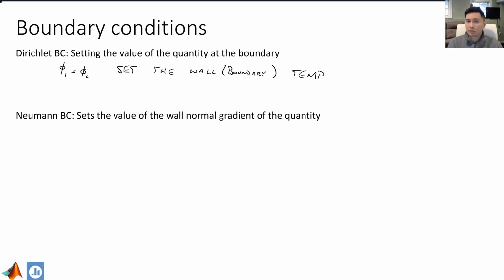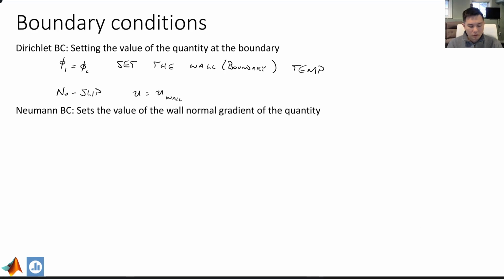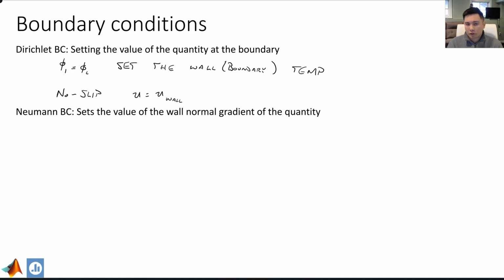Another example of a Dirichlet boundary condition would be a no-slip boundary condition, where we would say that U is equal to my U wall. Many times this U wall will be 0. We'll have a stationary wall in our system, which imposes a no-slip boundary condition in my domain. So this is relatively easy to implement, as we saw in the previous example.